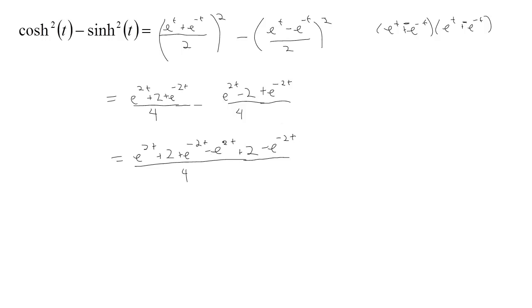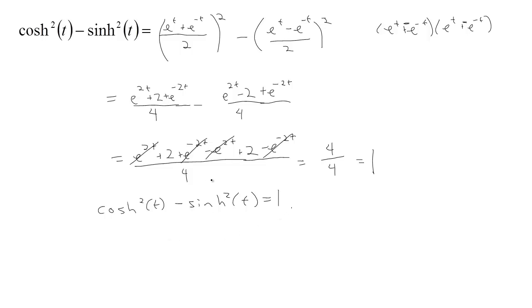And notice that this negative e to the 2t cancels the positive e to the 2t. This negative e to the negative 2t cancels this e to the negative 2t. All that's left is 2 plus 2, so that's 4 up top and 4 down below. 4 over 4 is 1. So what we've shown is that hyperbolic sine and cosine satisfy this identity. Cosine squared t minus sine squared t equals 1. Okay.